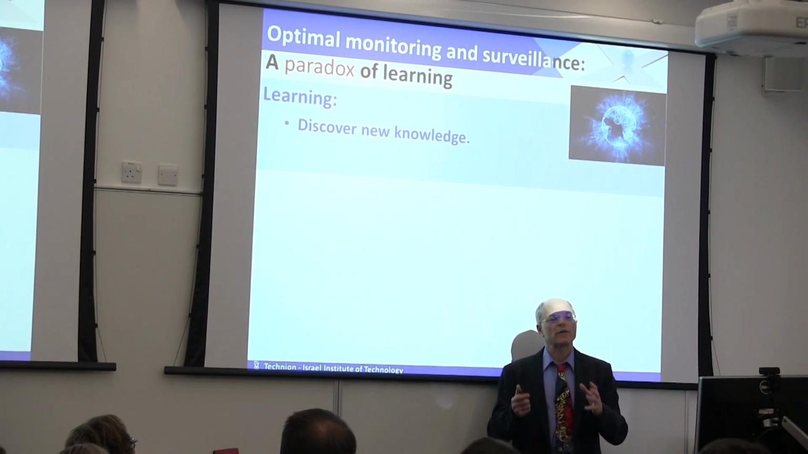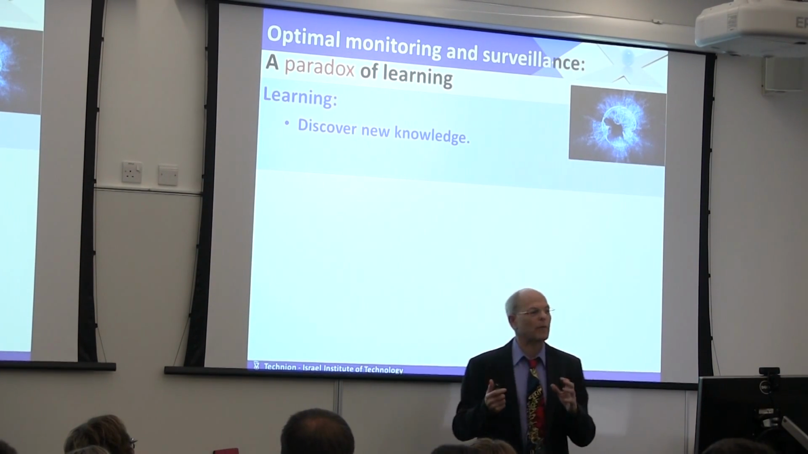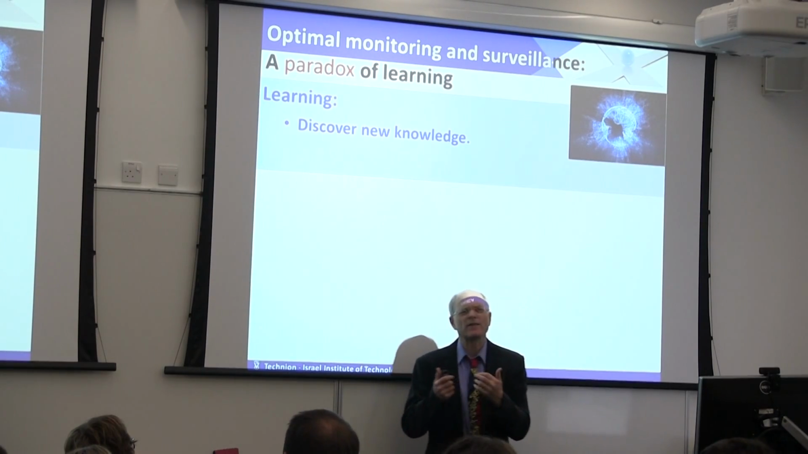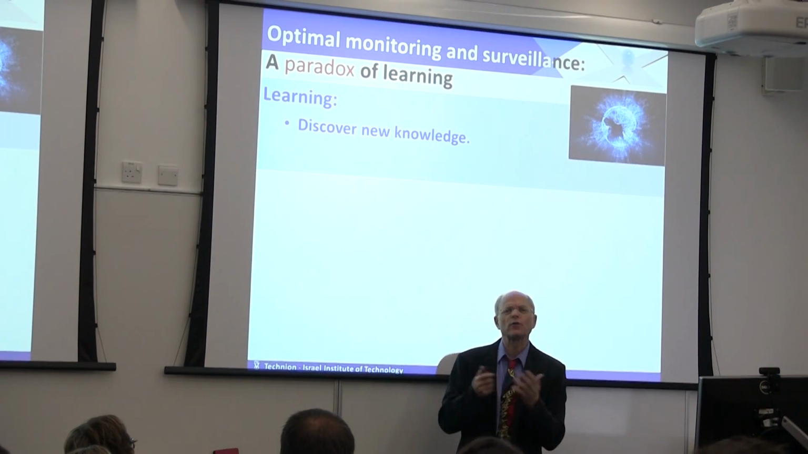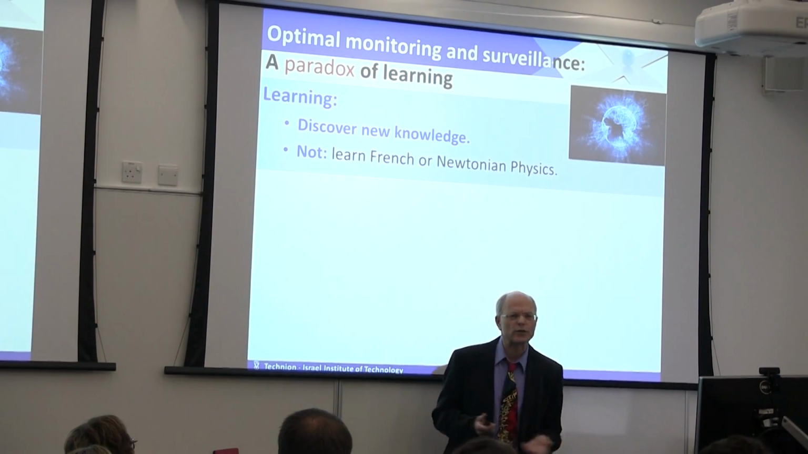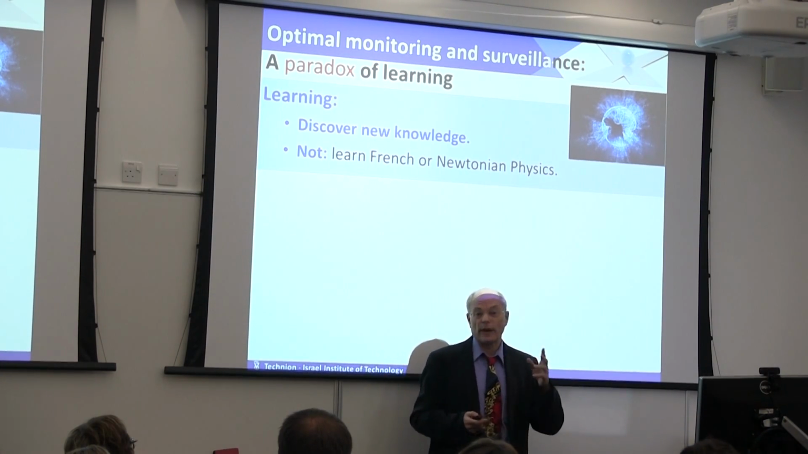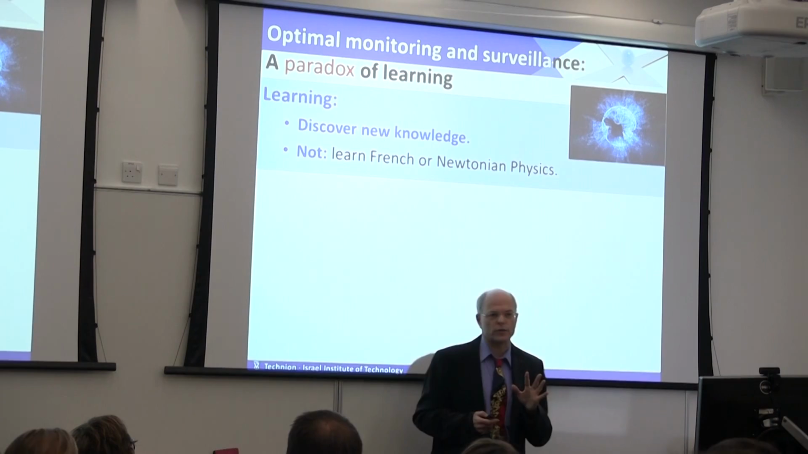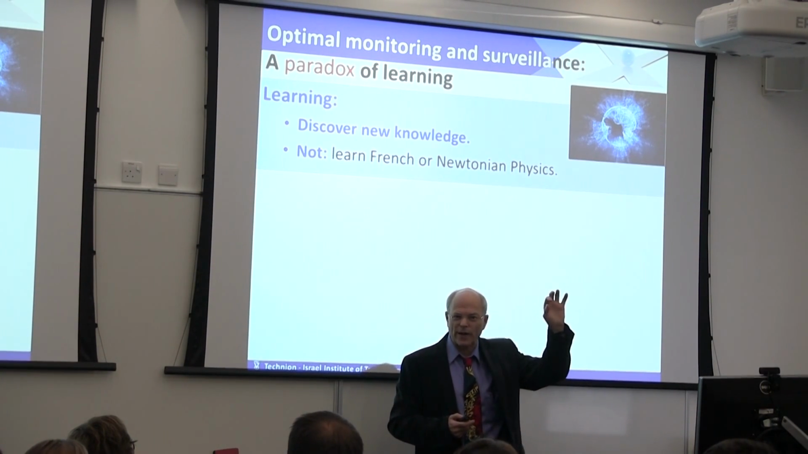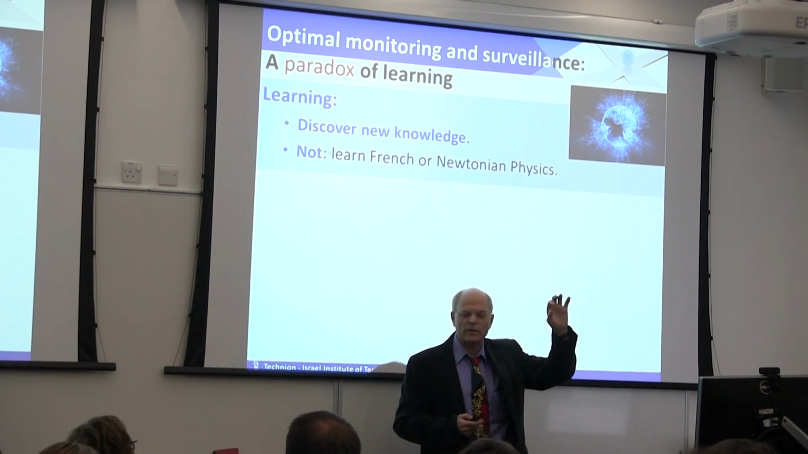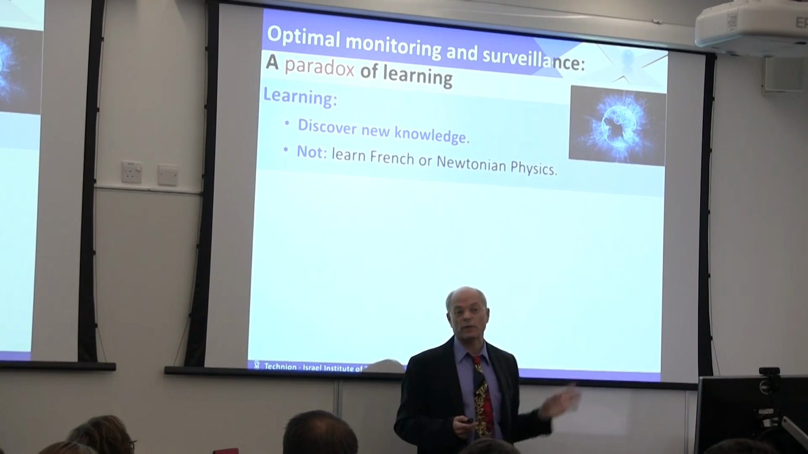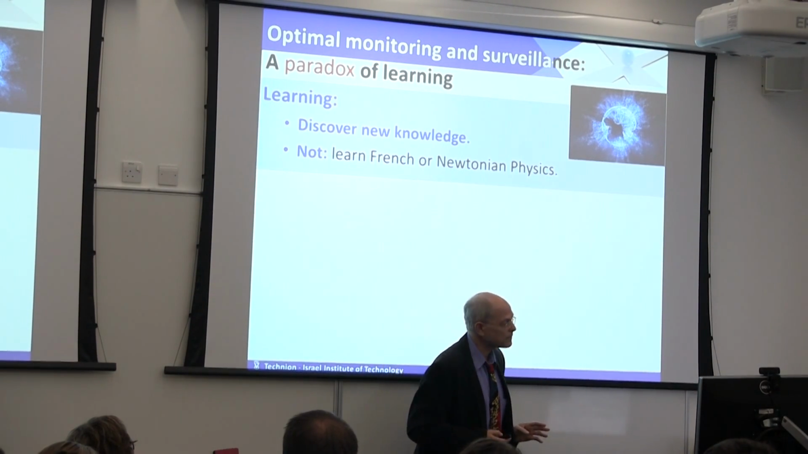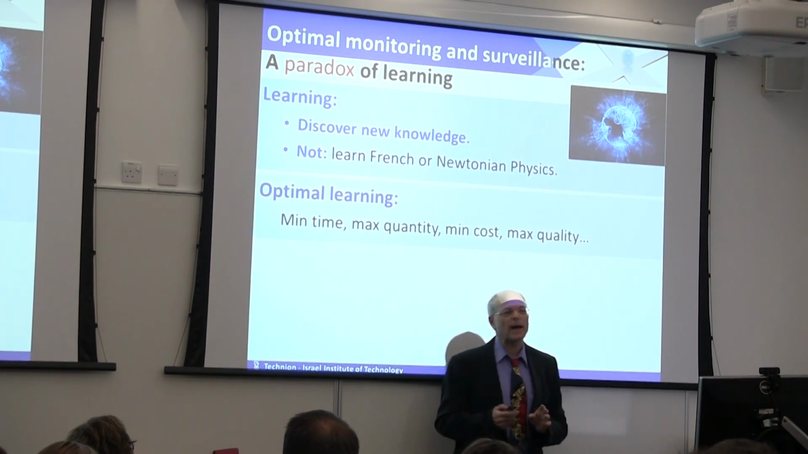I'm talking about a situation where we're going to be learning something. And by learning, I mean deep learning, discovering new knowledge, not learning French or Newtonian physics, for which you have a teacher and he knows it all. We want to discover new knowledge. So that's going to connect us to Yakov Popper, right? Because we're going to discover something that even my teacher doesn't know. And we want to do that optimally.